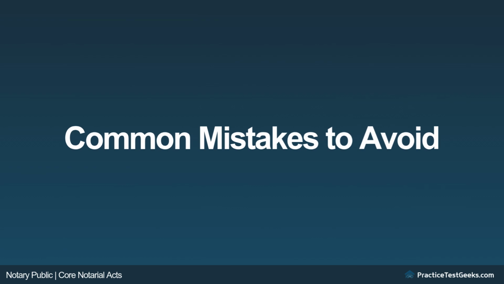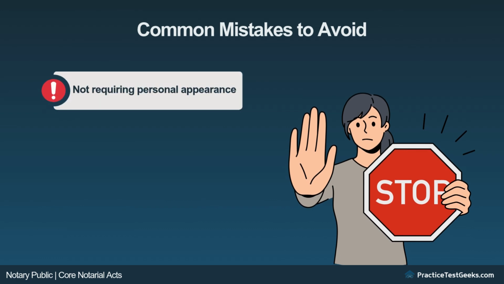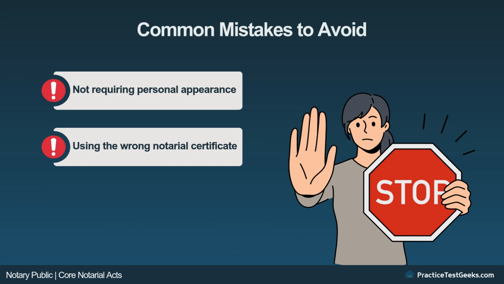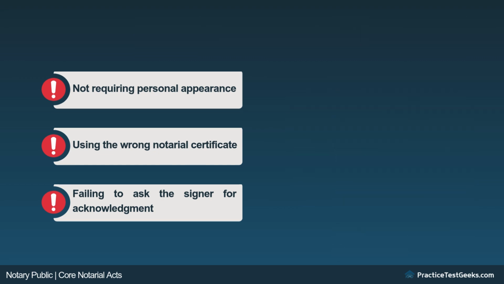And for the last part, we will learn about common mistakes to avoid. Not requiring personal appearance. Acknowledgments can be done after signing, but not remotely. Using the wrong notarial certificate. Acknowledgments and jurats are not interchangeable. And failing to ask the signer for acknowledgment. The verbal yes is required.